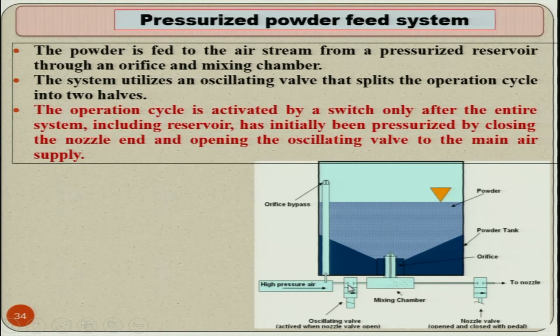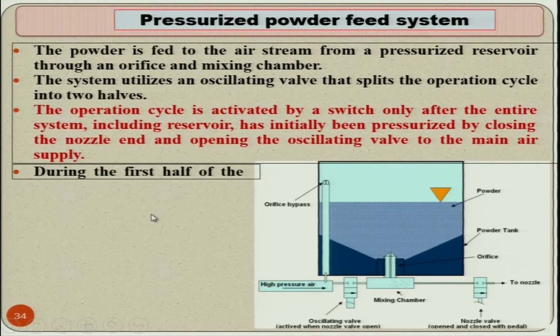The operation cycle is activated by a switch only after the entire system including the reservoir has initially been pressurized by closing the nozzle end and opening the oscillating valve to the main air supply. When this is opened, this is closed over here and then this is activated.